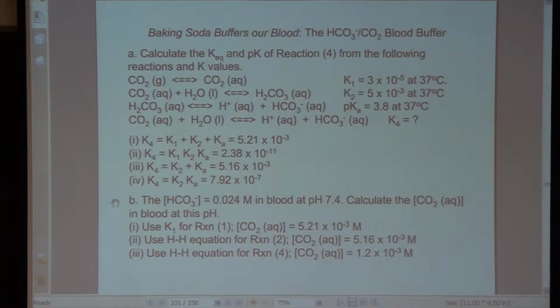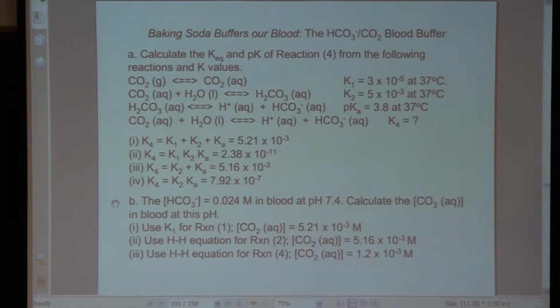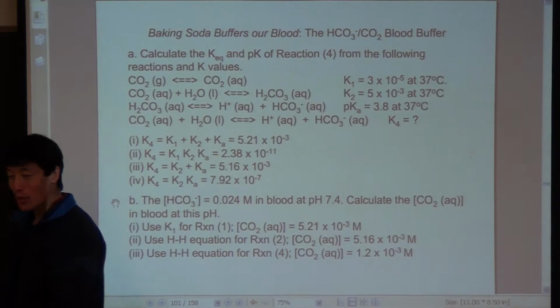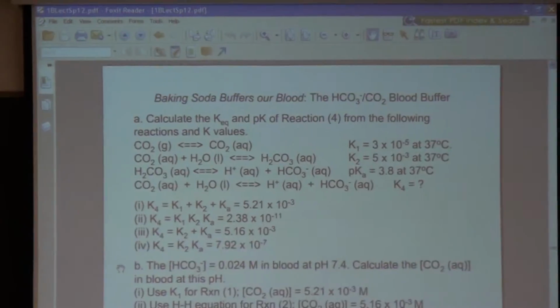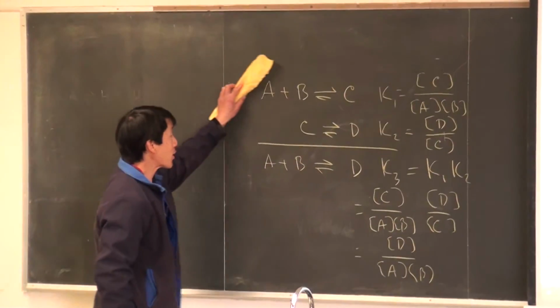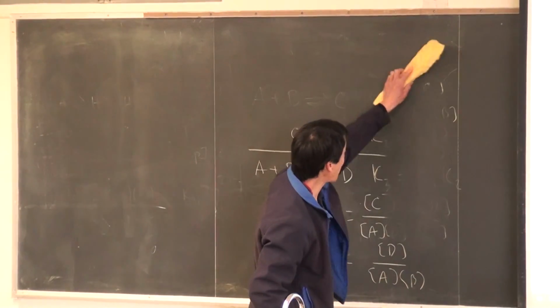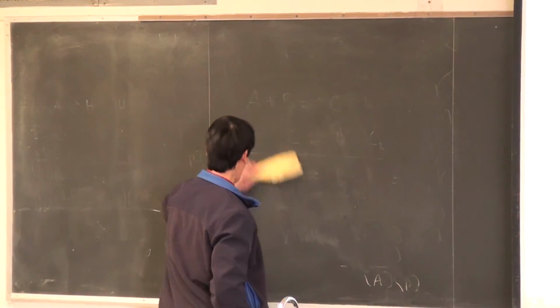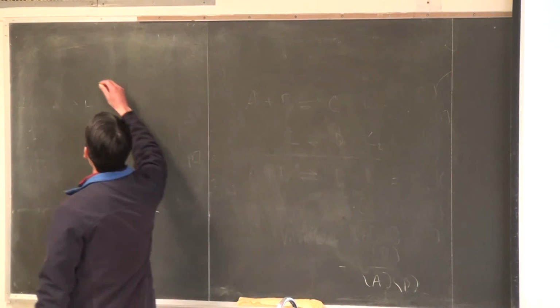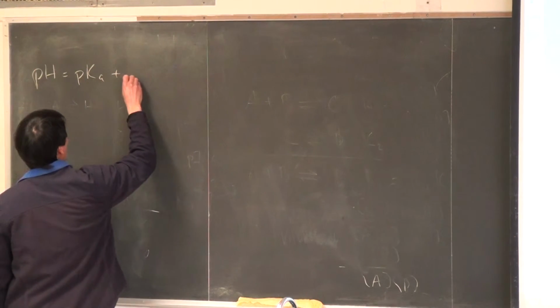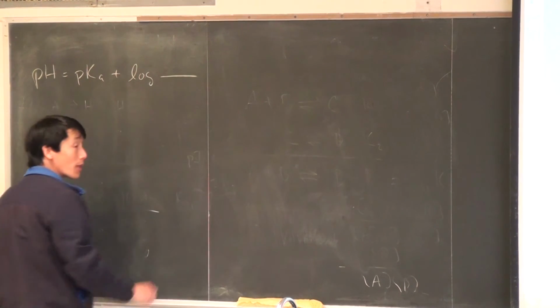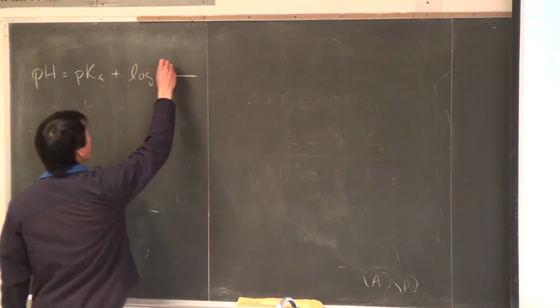What's the HH equation? If you don't remember the names, that's okay. Do you remember what the equation actually is? Yeah, so the HH equation states that pH equals pKa plus the log of the base over the acid.